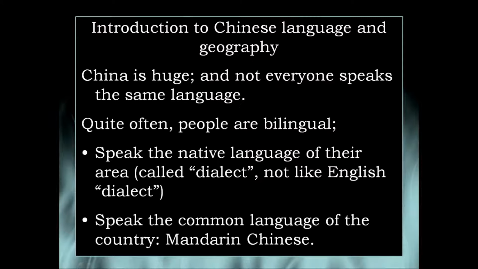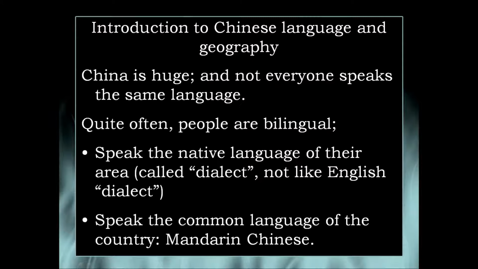Let's start with a high-level explanation about the Chinese language. So firstly, China is huge. It's a massive country, and not everyone speaks the same language. So unlike places like America, where you might have local accents, but mainly people understand each other, so they speak the same language. However, in China, quite often people are bilingual. Most often they speak a native language of their area, which is called a dialect.